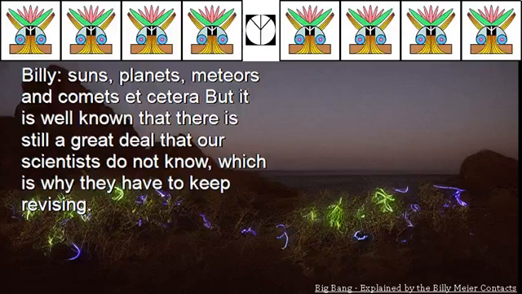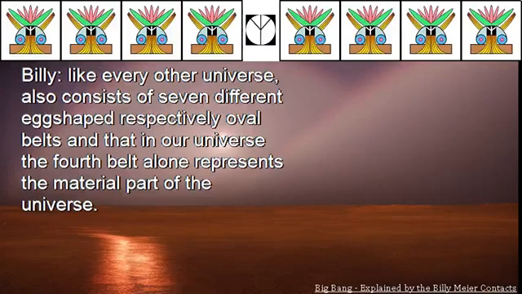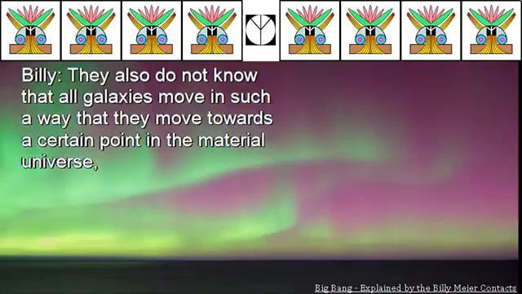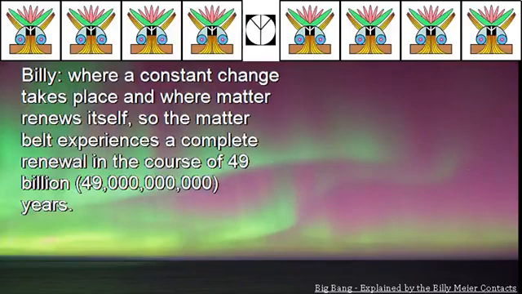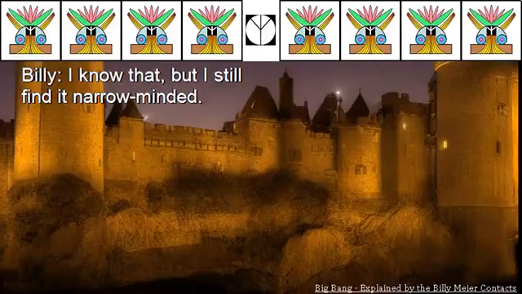But it is well known that there is still a great deal that our scientists do not know, which is why they have to keep revising. Today they do not even know that our Dern universe, like every other universe, also consists of 7 different egg-shaped, respectively oval belts, and that in our universe, the 4th belt alone represents the material part of the universe. They also do not know that all galaxies move in such a way that they move towards a certain point in the material universe, where a constant change takes place and where matter renews itself. So the matter belt experiences a complete renewal in the course of 49,049,000,000 years. The research of earthly scientists is still based on pure assumptions and not on actual knowledge. I know that, but I still find it narrow-minded.